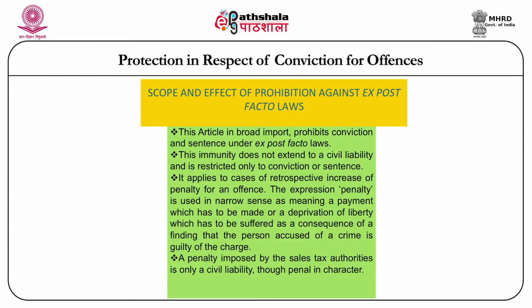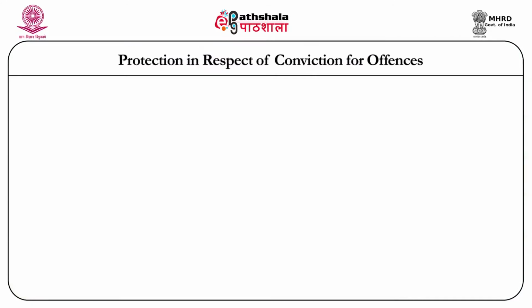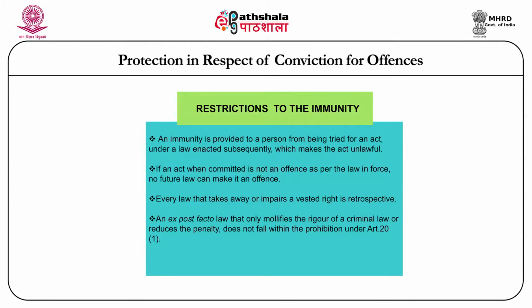It has been established by a number of judicial decisions that a penalty imposed by the sales tax authorities is only a civil liability, though penal in character. So, it is clear that under this article an immunity is provided to a person from being tried for an act under a law enacted subsequently which makes the act in question unlawful. If an act when committed is not an offence as per the law in force, no future law can make it an offence. Every law that takes away or impairs a vested right is considered to be retrospective, hence attracts the application of Article 20, Clause 1.